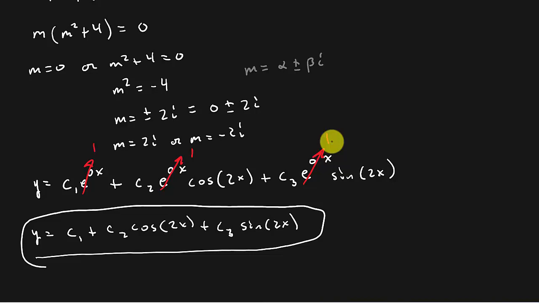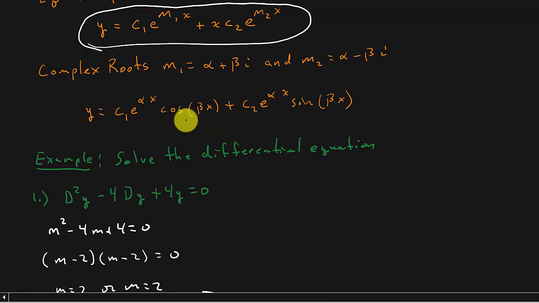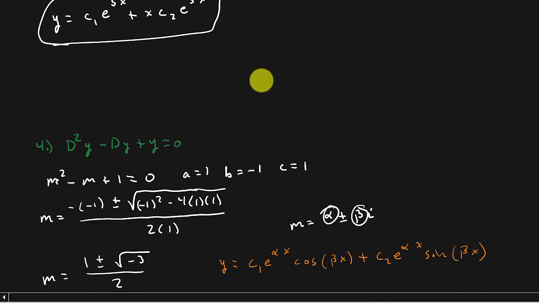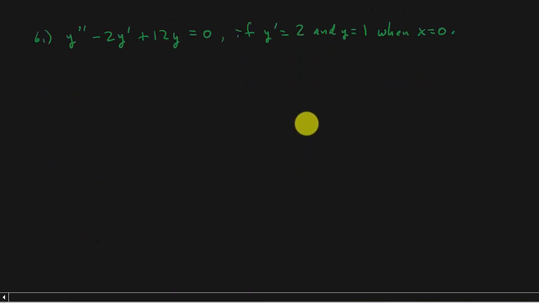All right. And you know, I'm writing C2 cosine 2x, C3 sine 2x. Let me show you here for this one. This solution here, you can also write as y equals C1 e to the alpha x sine beta x plus C2 e to the alpha x cosine beta x. It doesn't matter if you write the cosine or sine first. You're going to get the same answer either way. All right. So moving right along.